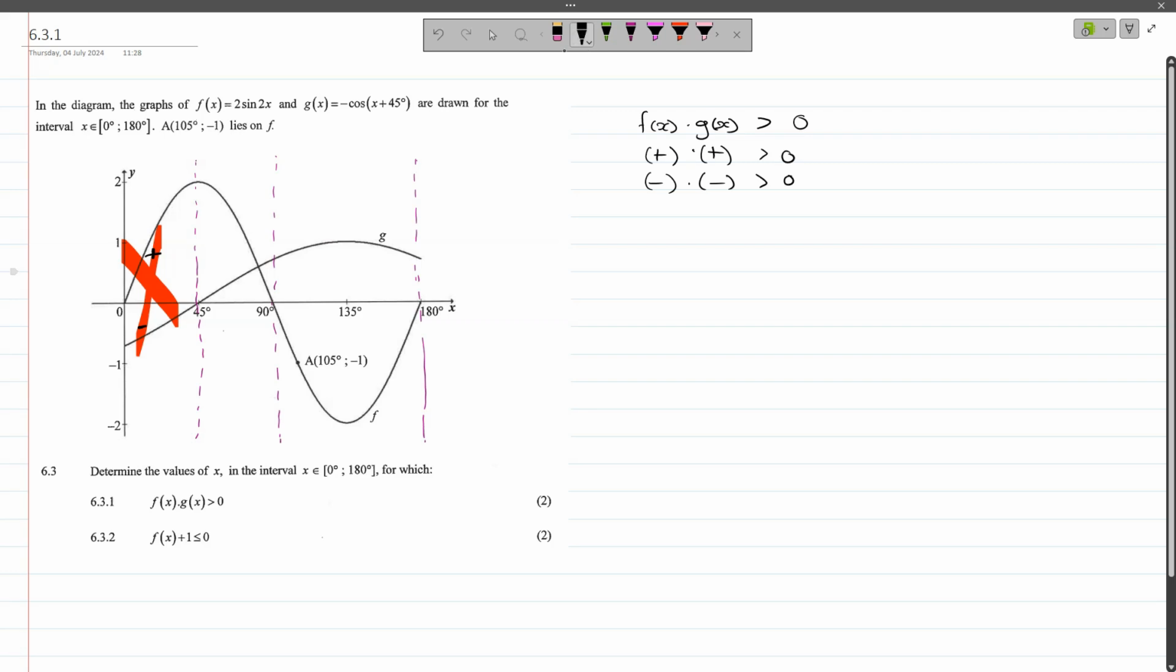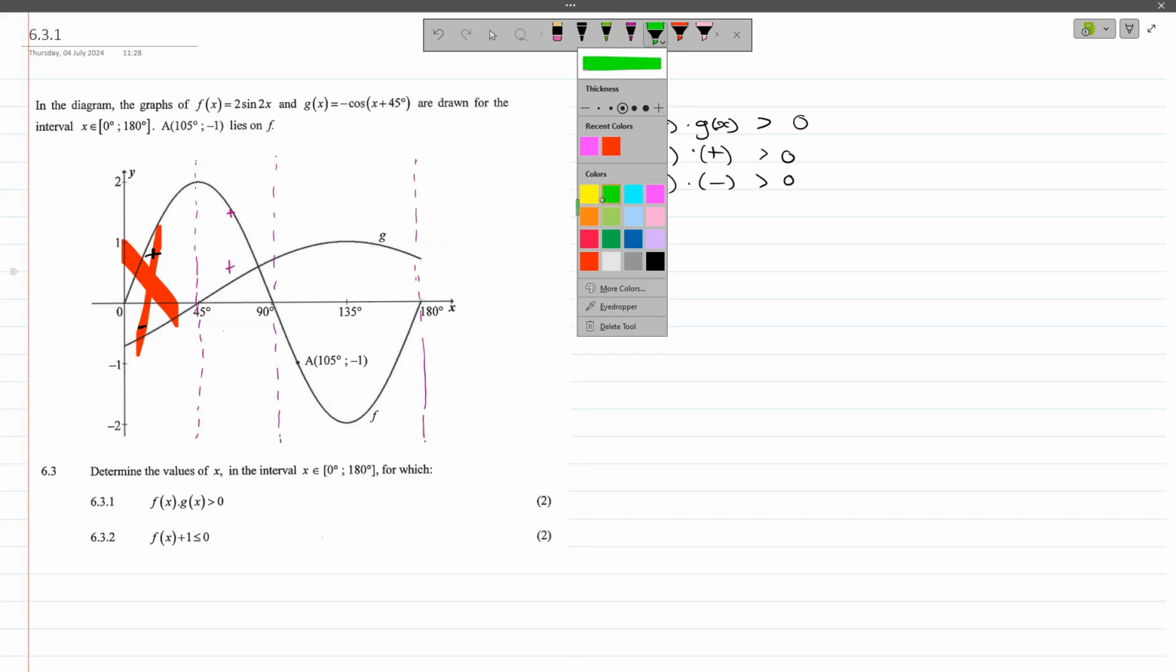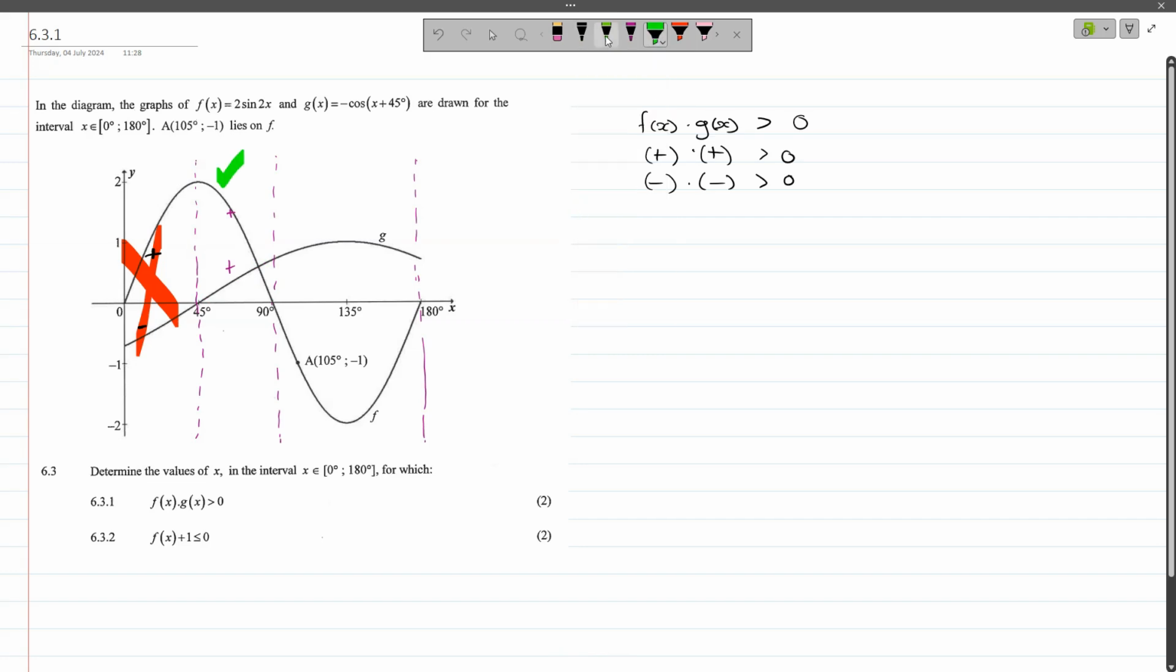Then we look at the following region where both graphs seem to be above the x-axis, meaning they're both positive. So we can include this region. And then we look at the next region when the f graph goes below, making it negative, and one goes above or stays above, and that makes this ineligible.